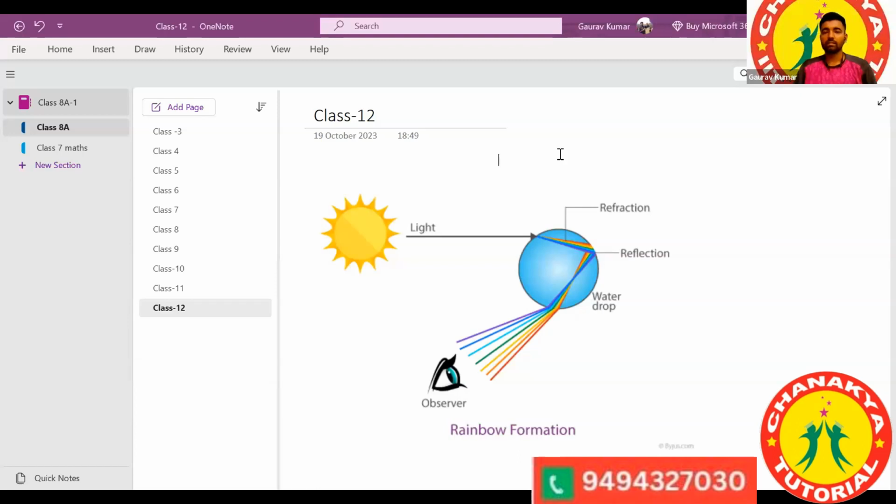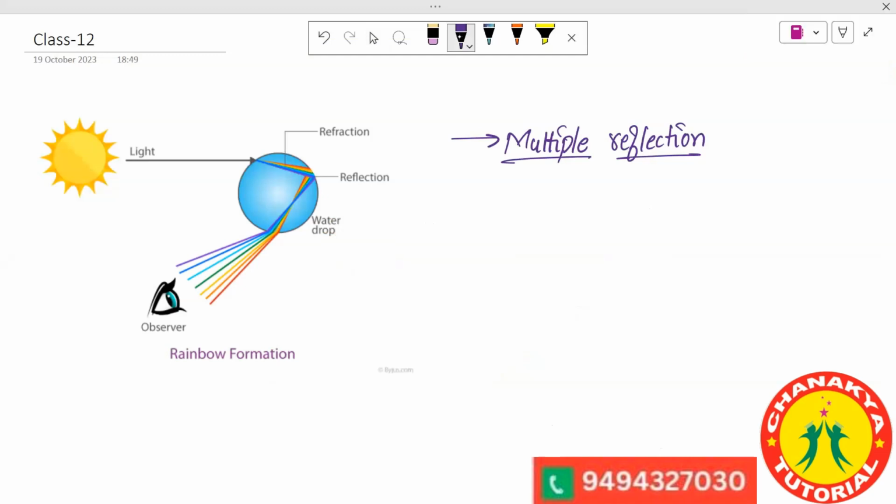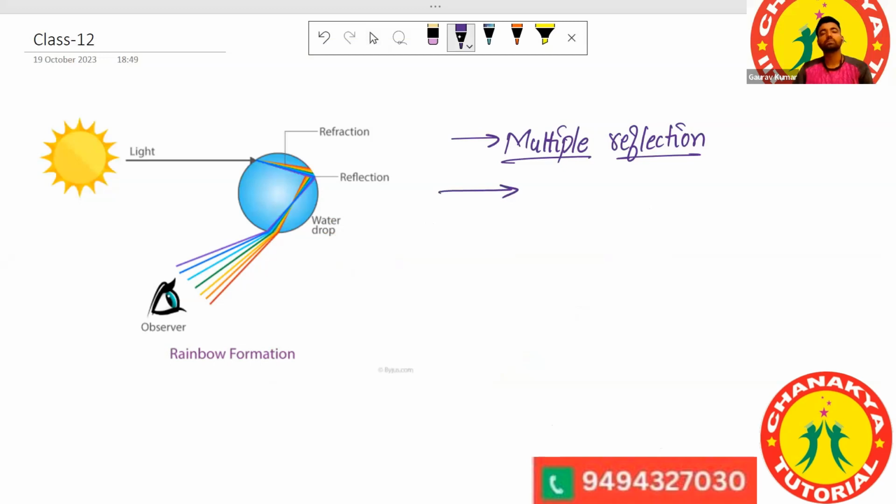Okay. Have you seen about multiple reflection? I want answer from you. Okay, one by one, answer. Have we learned about multiple reflection? Yes, sir. Okay. And apart from that, what we have learned? Sir, we learnt about the dispersion.